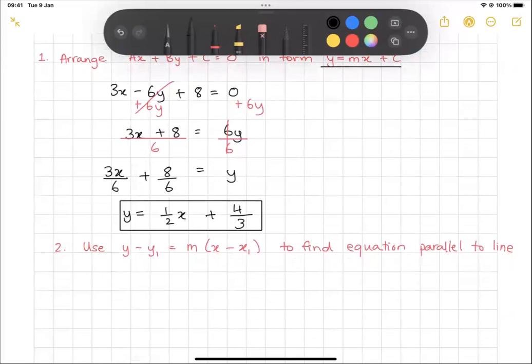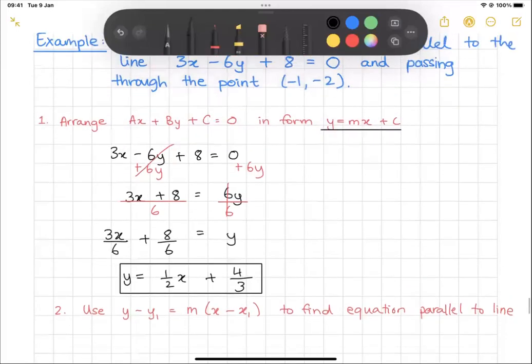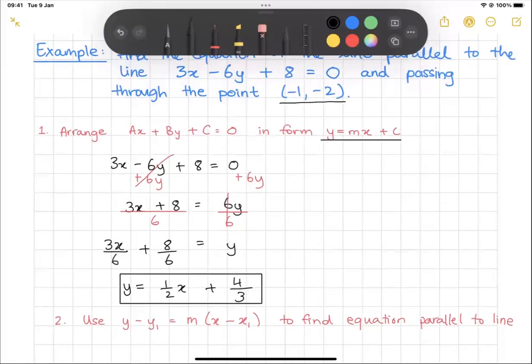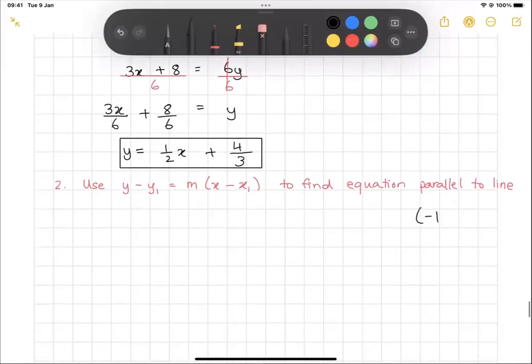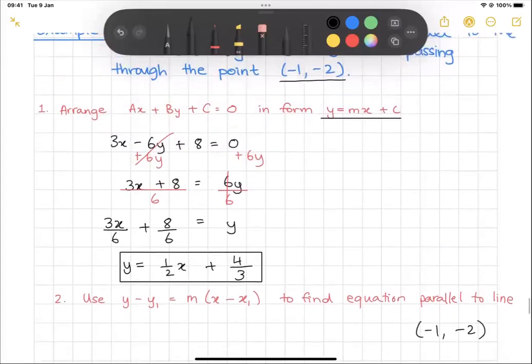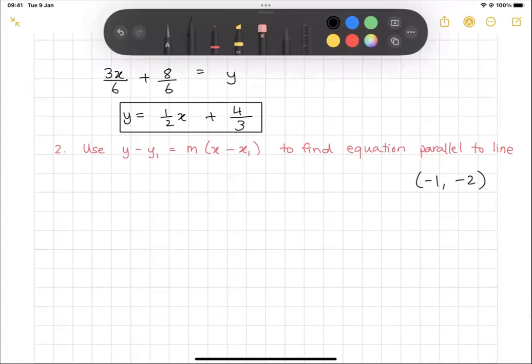My next step is to use y minus y1 equals m times x minus x1 to find the equation parallel to the line. See how I got given the point here? I'm just going to write it down right underneath here: -1, -2. And I'm going to use my point gradient form. So I'm going to rewrite it here. My x1 and my y1 will be from the point -1 and -2. So I'm going to label x1, y1.